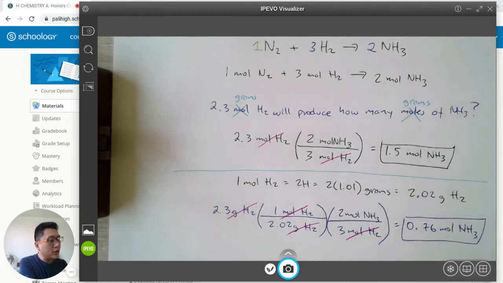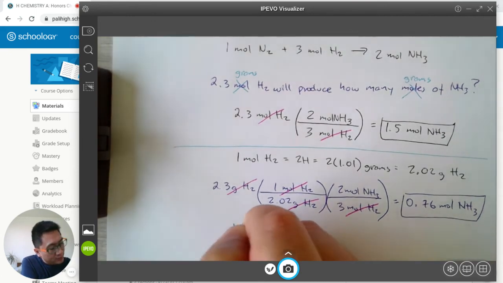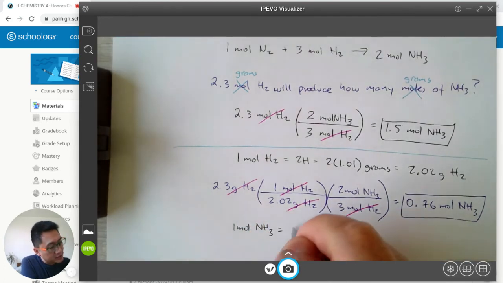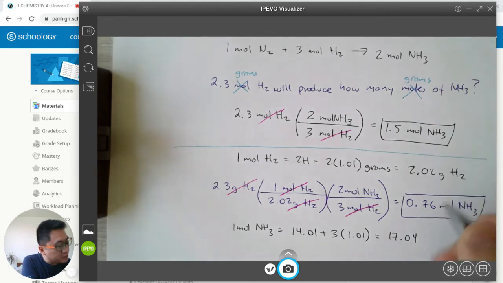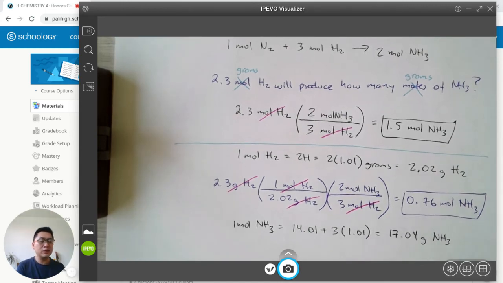How do I do that? Find the molar mass of NH3. How much does 1 mole of NH3 weigh? Well, that'd be the mass of nitrogen on the periodic table, that's 14.01, and 3 hydrogens, which is 1.01 each. Add that all up, that's 17.04 grams. In this case, this is 4 sig figs. 1 mole of ammonia, NH3, weighs 17.04 grams. Okay, so 17 grams.